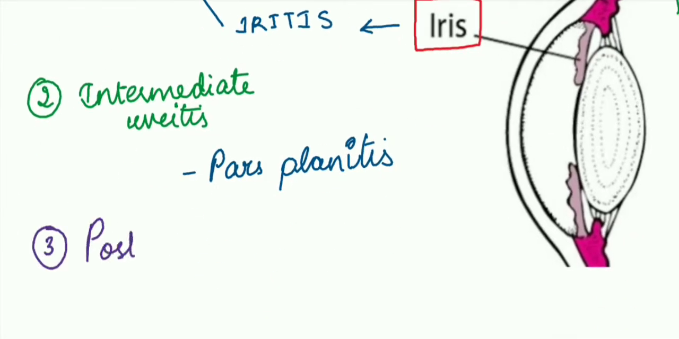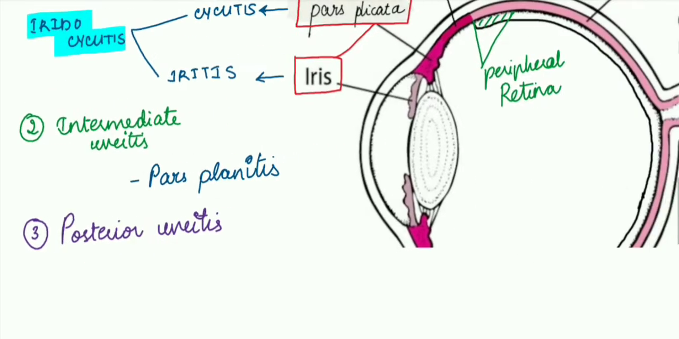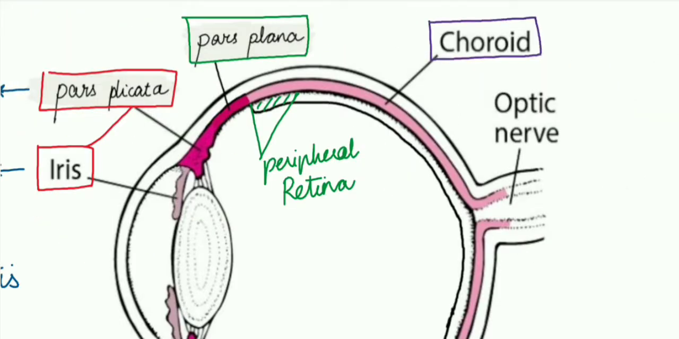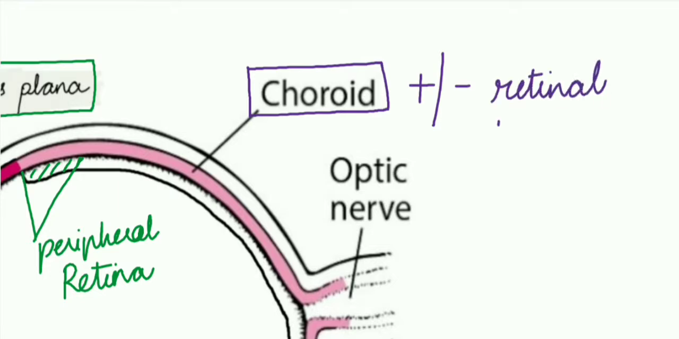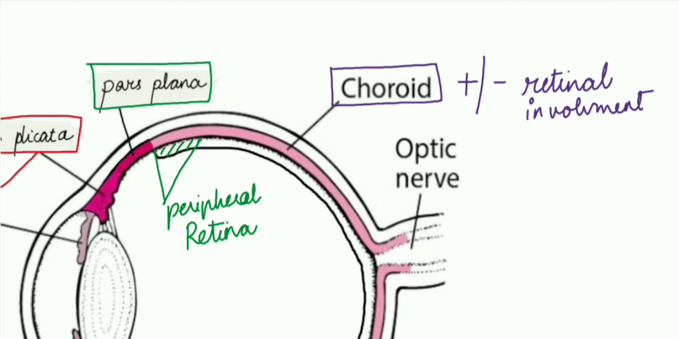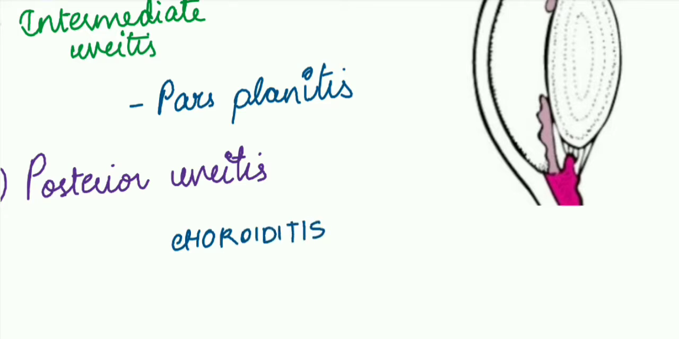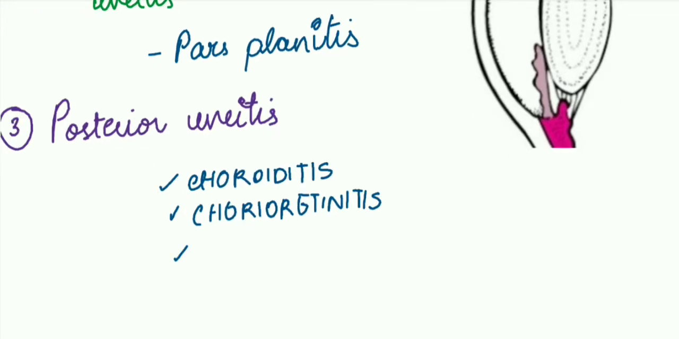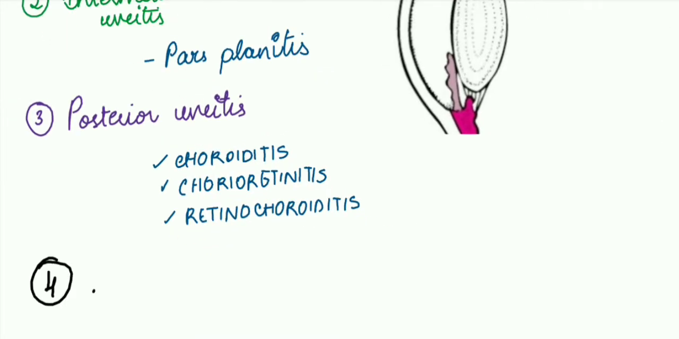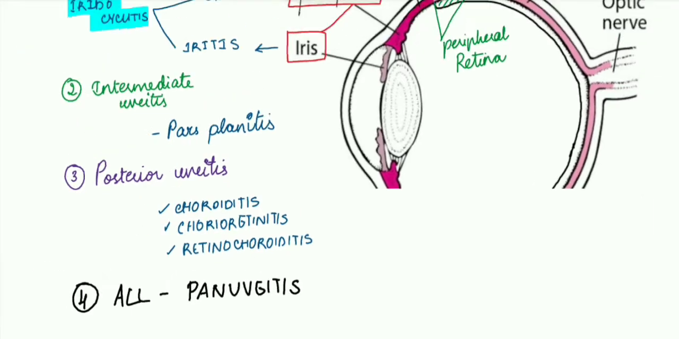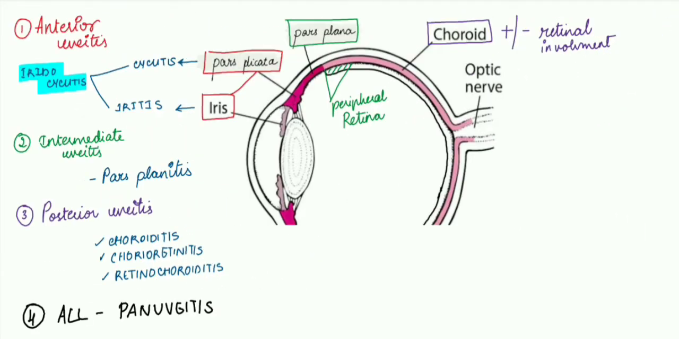And then moving on to the last category, that is posterior uveitis. We have the inflammation of the choroid, and there might be an associated retinal involvement, based on which we have terms like choroiditis, where we have only the inflammation of choroid, chorioretinitis, where we have associated retina inflammation, and retinochoroiditis, where we have more retinal inflammation compared with choroid. And we have an inflammation of all the structures of the uvea, and the name is panuveitis for it. So these are the four types under the anatomical classification.